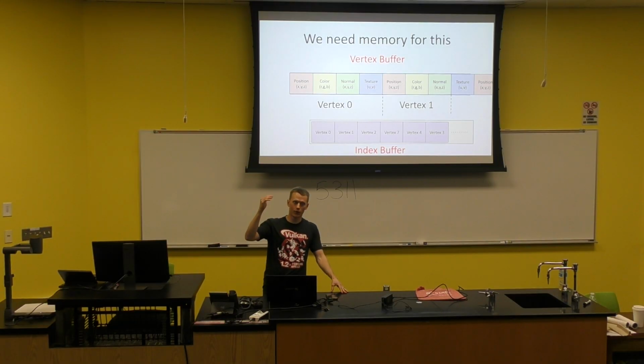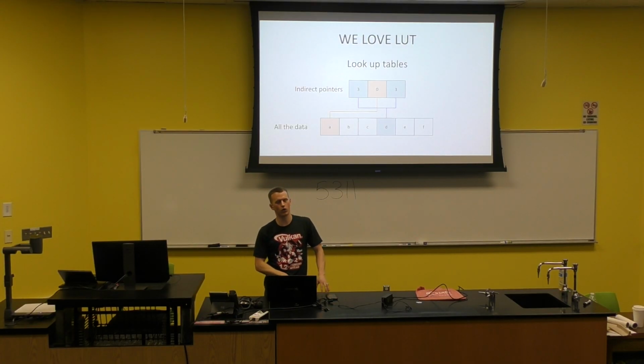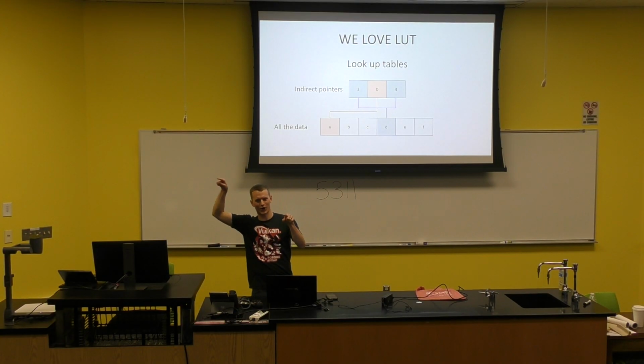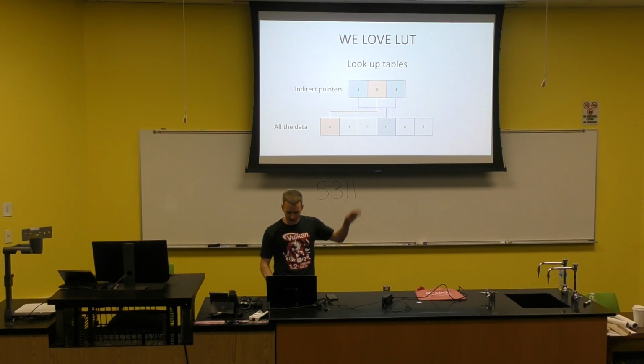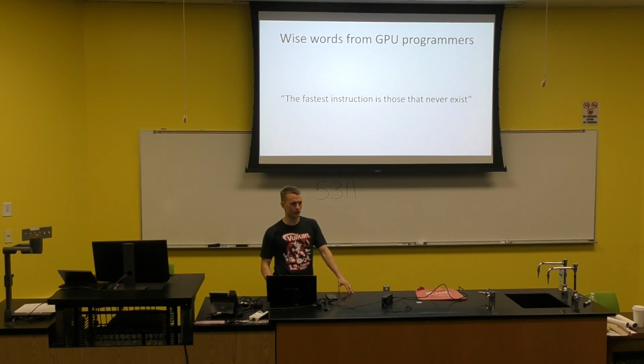A lot of times you can also have a thing called an index buffer, which is just another buffer that points to what vertex you want. The GPU world loves lookup tables. It's an indirection on indirection on indirection. You'll find me getting really mad debugging things. I realize I'm three pointers deep trying to figure out where we're pointing to. We love these.